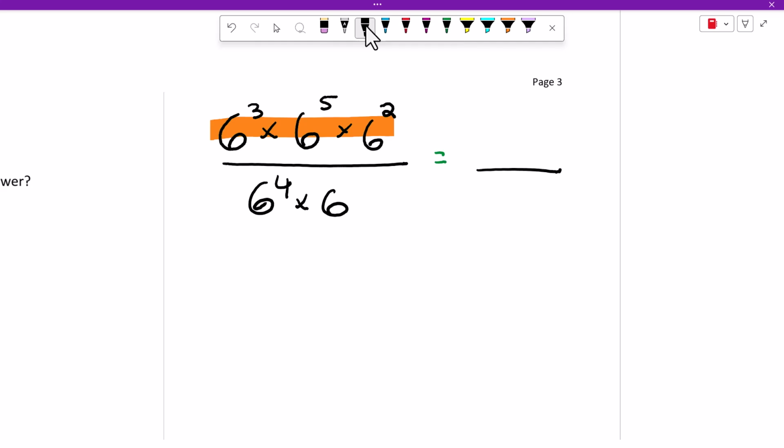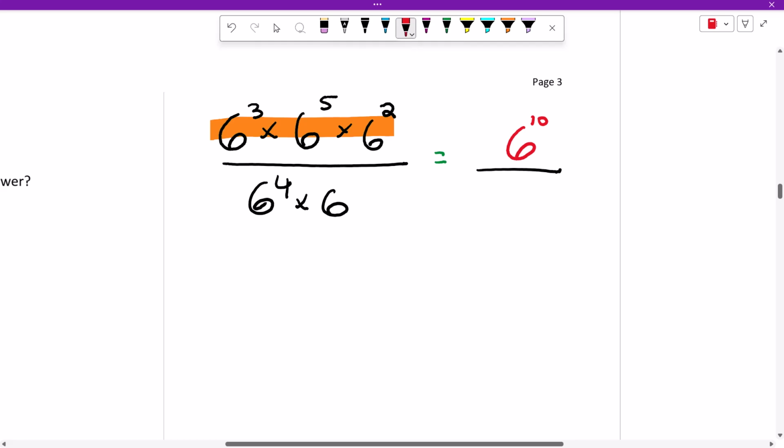Yes. So now this is a little bit different than the questions we did on the first page because there's more than one power. But do you think that changes the rule? No, right? So when we're multiplying, the rule is we add the exponents. So we go 3 plus 5 plus 2. What number do we get there? 10. So 6 to the exponent 10.